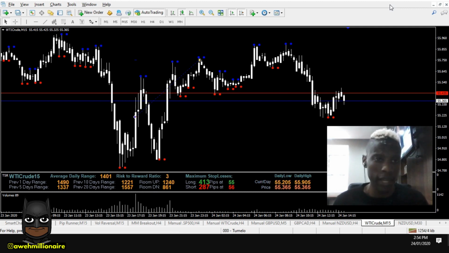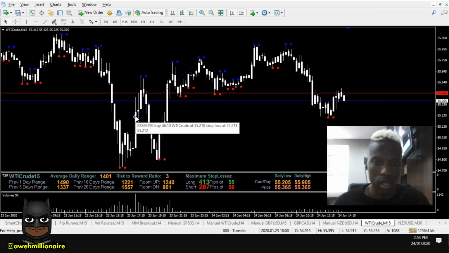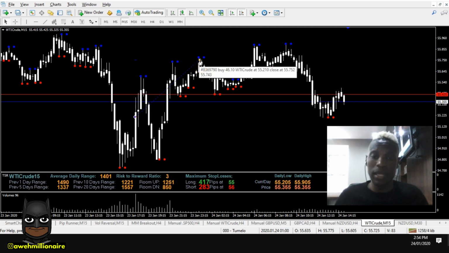As you can see, the trade of the day is crude oil. I was long crude oil, bought crude oil, as you can see over there. There's where I entered the trade. Stop loss was also moved to break even before I went to bed last night. And as you can see, I woke up to my trade hitting TP.